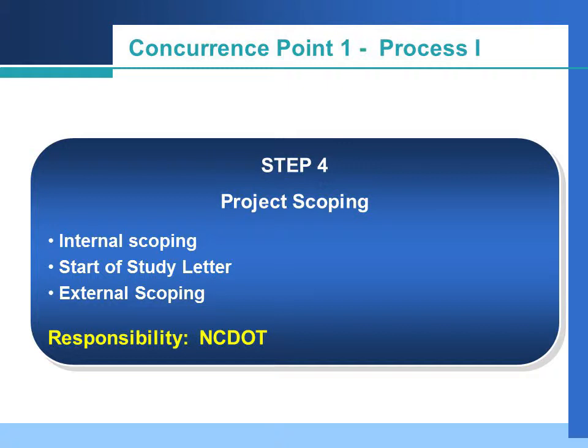An external scoping meeting is held to begin early coordination efforts with resource agencies and other stakeholders. Only NCDOT staff that is needed to explain information at the meeting should attend. The external scoping meeting provides an opportunity to acquaint our agency partners with the project, share known information about the project area, and the purpose and need for the project. Agency representatives will bring information about their particular resource and any potential significant issues or concerns to the meeting to discuss. The responsibility for Step 4 is NCDOT.